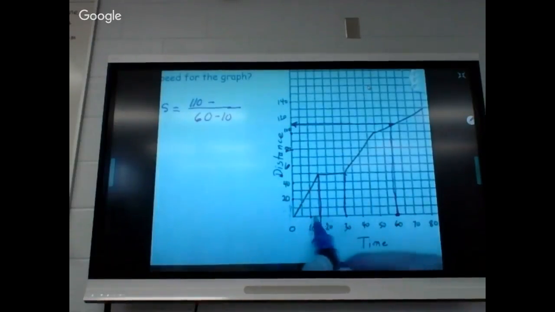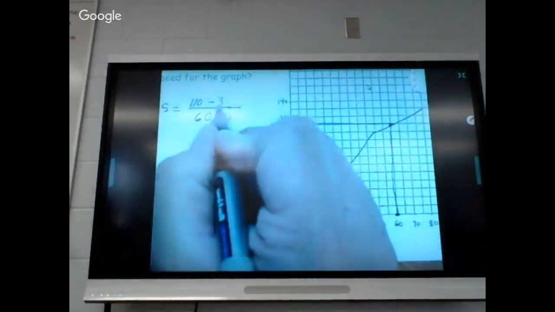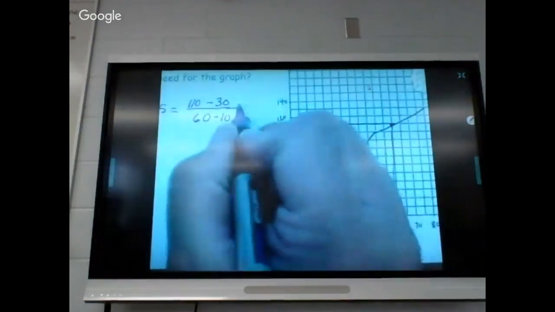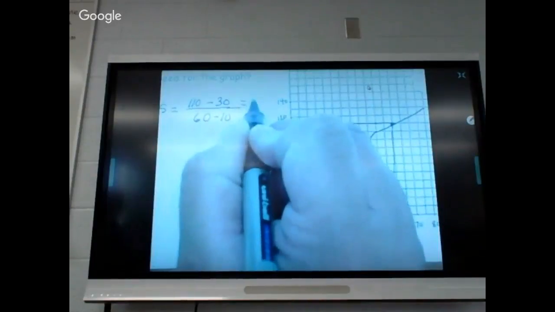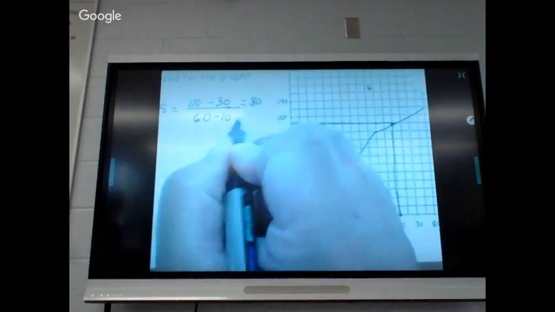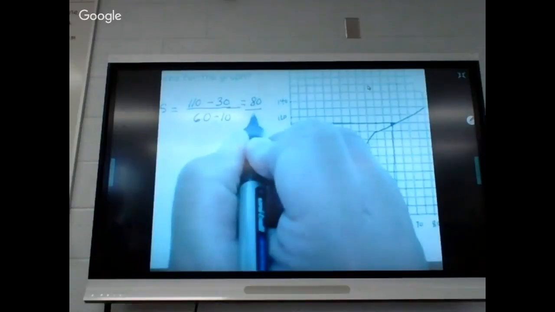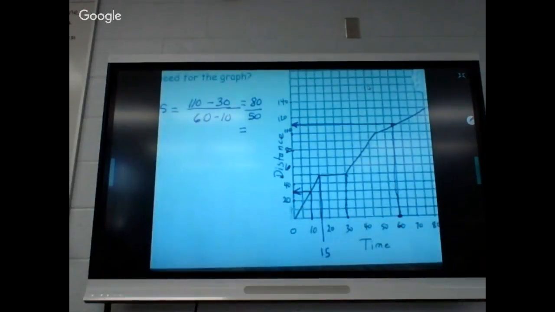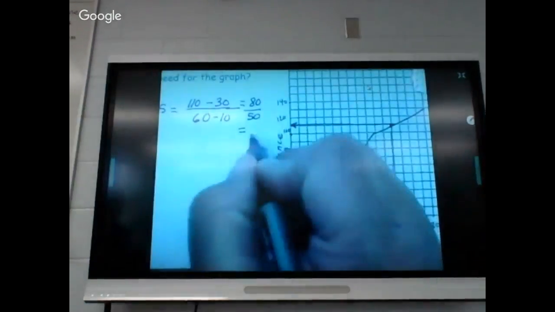All right. So find 10. And then 10 and up looks like what? 30. 30. Or is it 40, Maria? Really? All right. So what do I do with those 2 numbers? We subtract them. So 110 minus 30 is 80. 60 minus 10 is 50, so 80 over 50 is, y'all got the calculators, I don't. 1.6. 1.6.